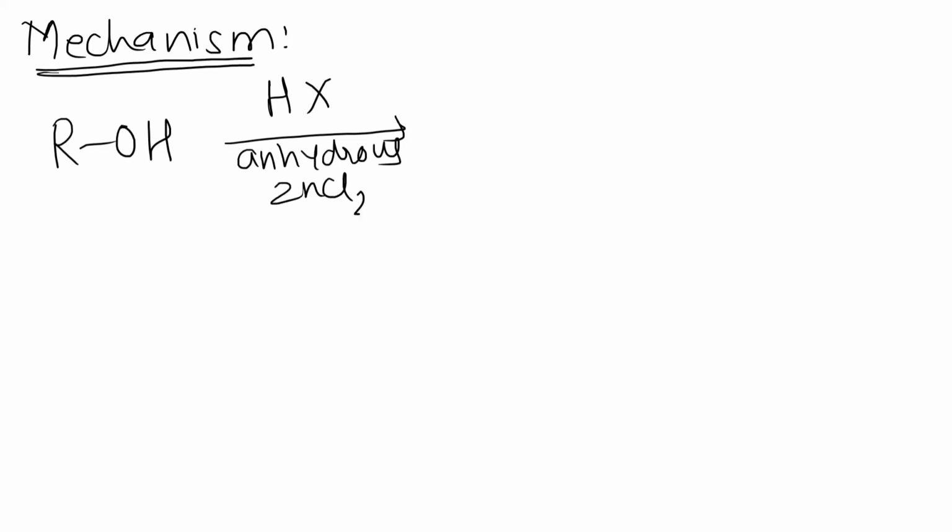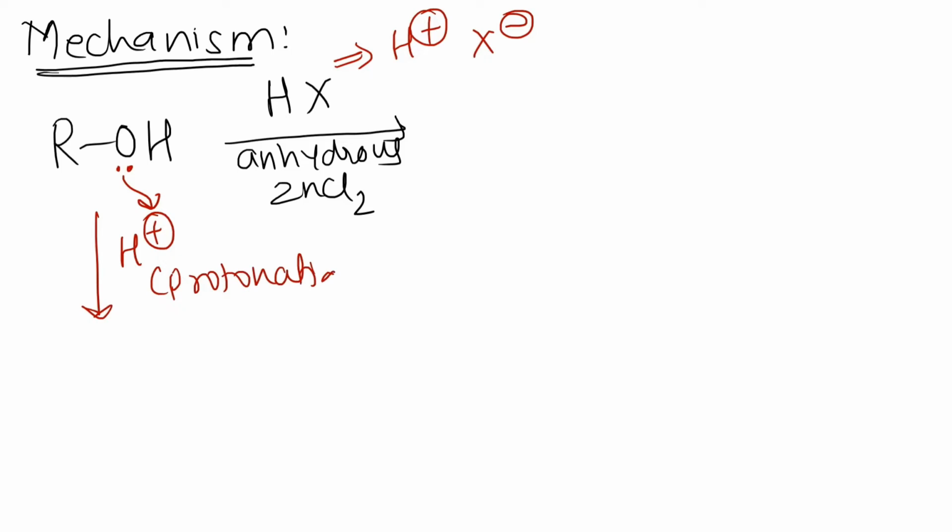That is ROH, which is reacting with this HX in presence of anhydrous zinc chloride. Zinc chloride is not doing anything, it is just the catalyst, increasing the rate of reaction. So how do I write this HX? I write this HX as H plus, X minus. This alcohol oxygen has a lone pair of electrons on it. Let me show this on this side. This H plus can be taken up by this lone pair, and we call this step protonation.